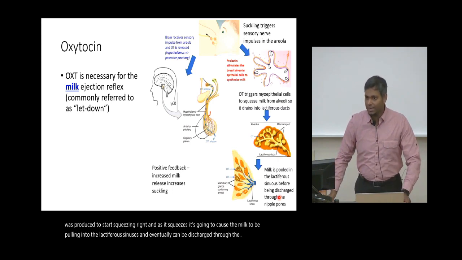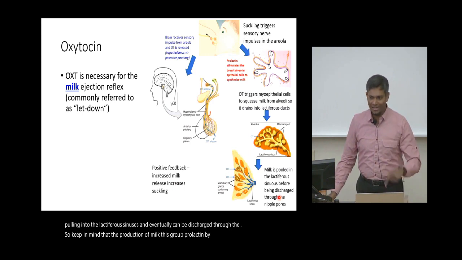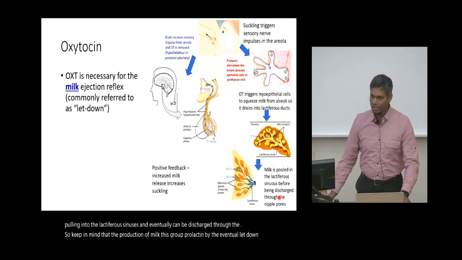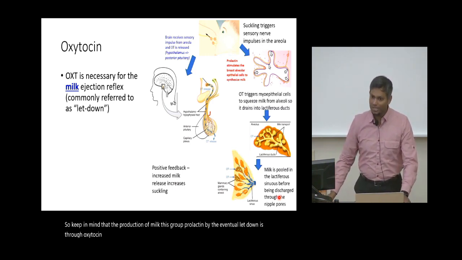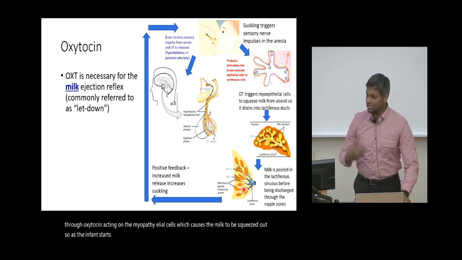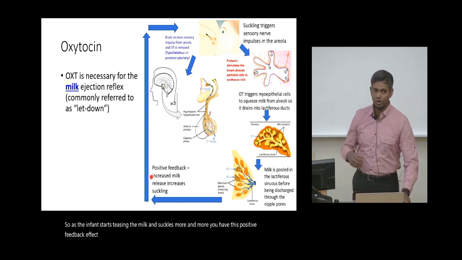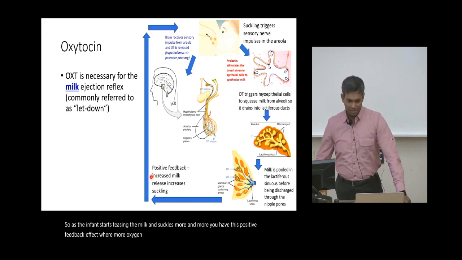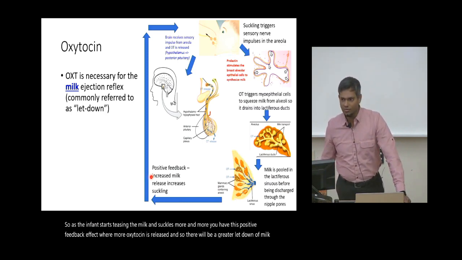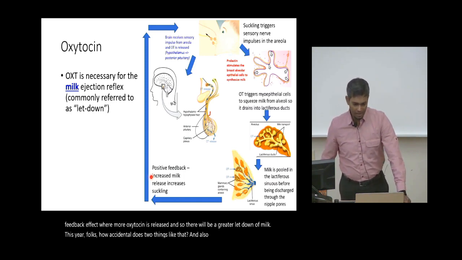So keep in mind that the production of milk is through prolactin, but the eventual letdown is through oxytocin acting on the myoepithelial cells, which causes the milk to be squeezed out. As the infant starts tasting the milk and suckles more and more, there is a positive feedback effect where more oxytocin is released, and so there will be a greater letdown of milk. Is this clear, folks, how oxytocin does two things: milk letdown and also the delivery of the baby.